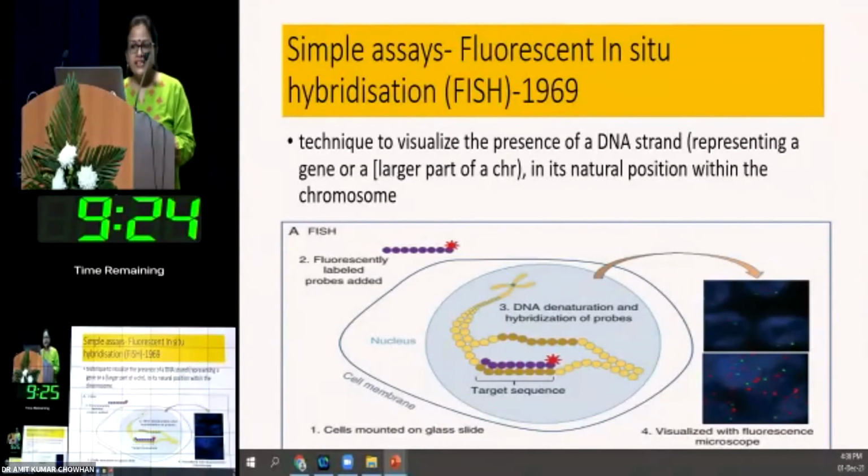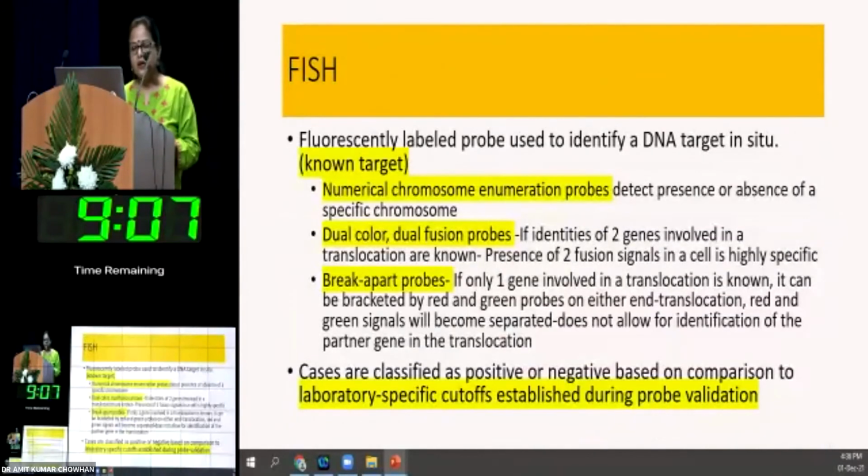So if we look at each assay in short, we know that fluorescent in situ hybridization is a technique to visualize the presence of a DNA target in its natural position in the chromosome using a fluorescent tagged probe, which on hybridizing releases fluorescence, which can be visualized under the microscope. Now, FISH is only limited to known targets.